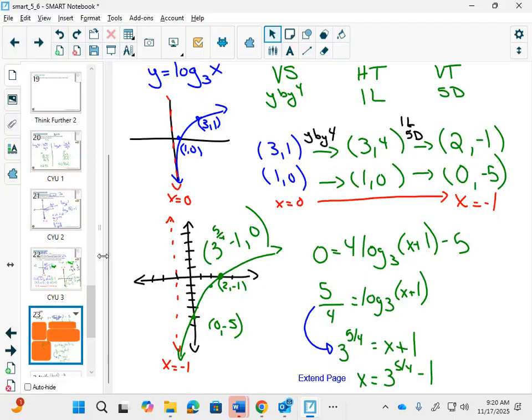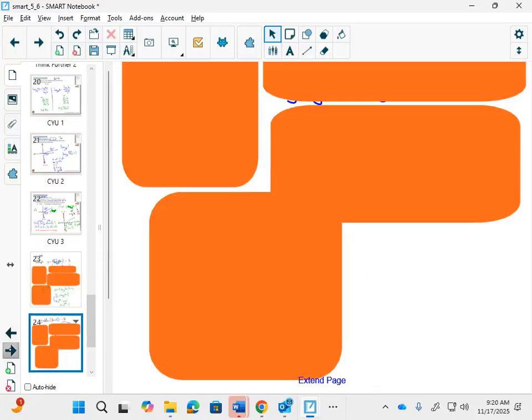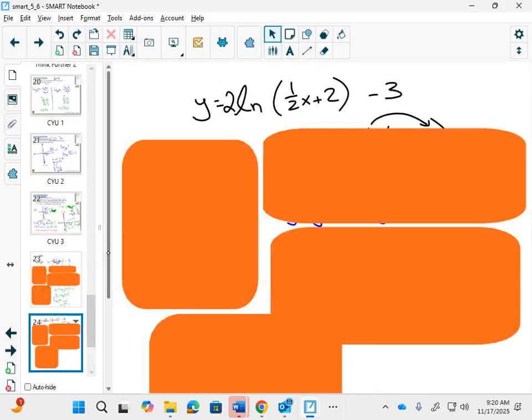And the last example that I want you to try, with a natural log. And then once we've graphed this one, then we'll go over our identities test.